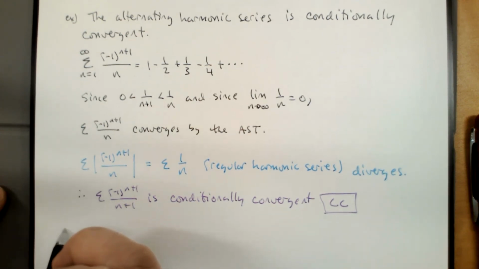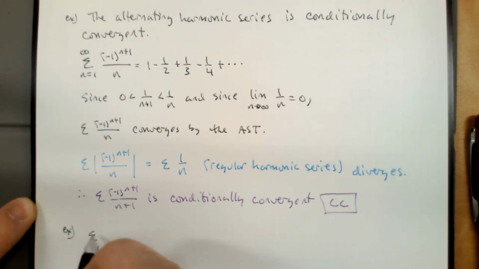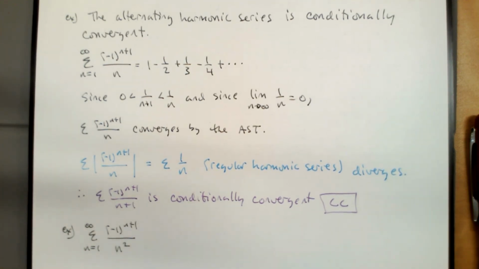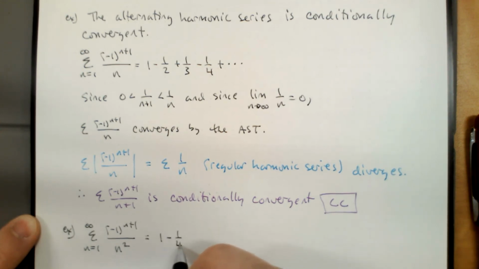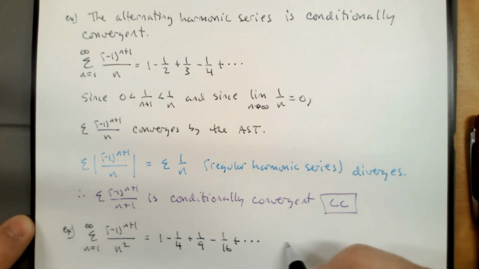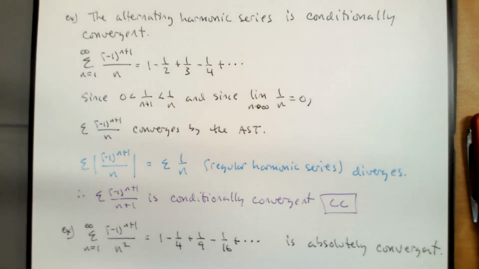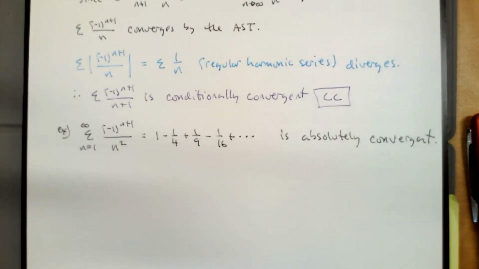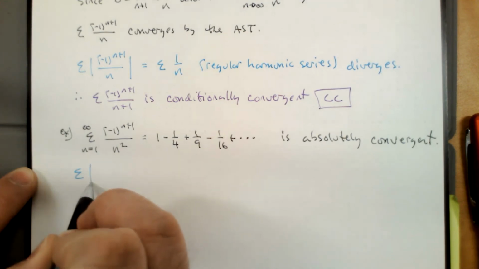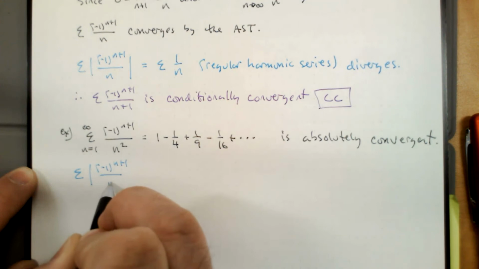So that's why I immediately have to turn around and give you an alternating series that is absolutely convergent. The series is alternating and it is still absolutely convergent. If you look at the terms in absolute value, you get the series 1 over n squared, and 1 over n squared converges. So the series in absolute value is still convergent.